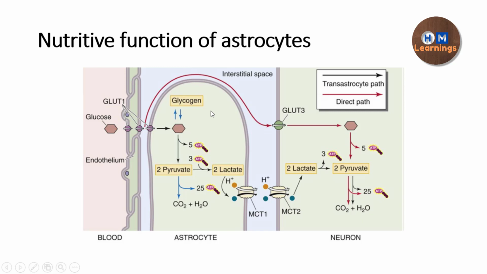What the astrocyte is doing is that glucose also enters inside the astrocyte, and the astrocyte can store the glucose in the form of glycogen. So in the brain, glycogen is stored only in the astrocyte.